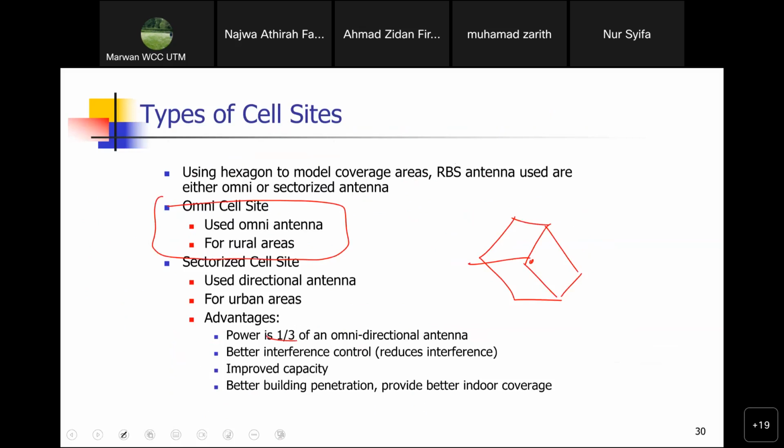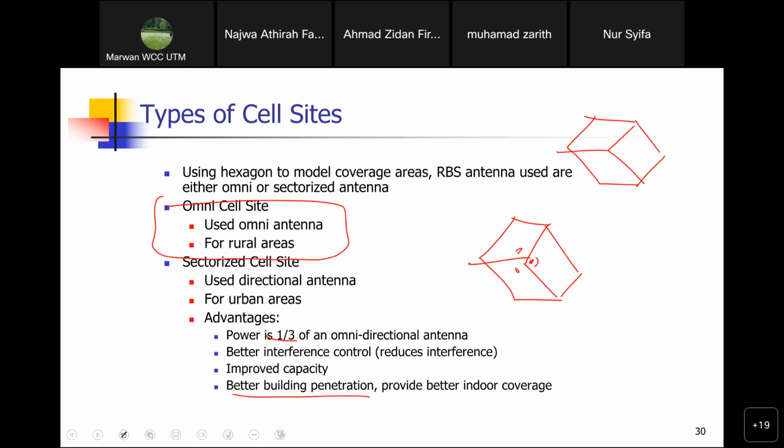If you divide into 3, you can reduce the power and just use 1/3 of the power because you only need to cover 1/3 of the area. Plus, it is a directional antenna, so you can control the gain. That will give you better penetration. A directional antenna lets you change the gain, and normally it can penetrate buildings better. So this is another advantage when you divide your cell into sectors.